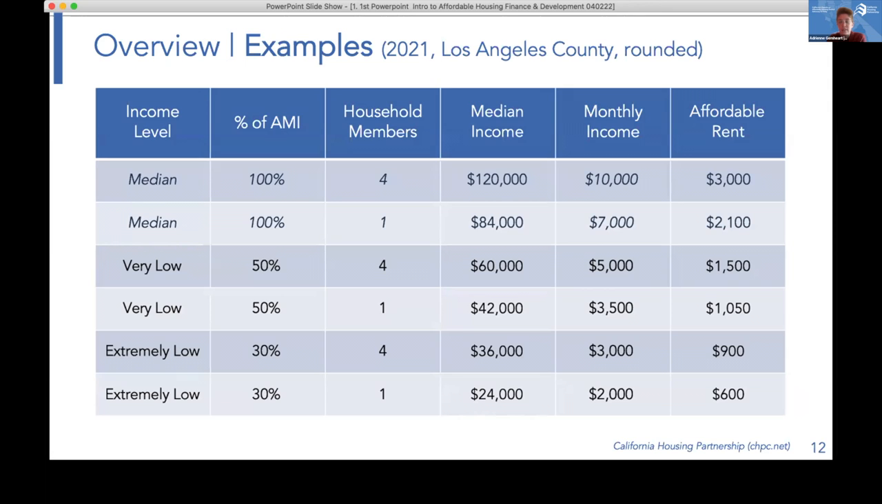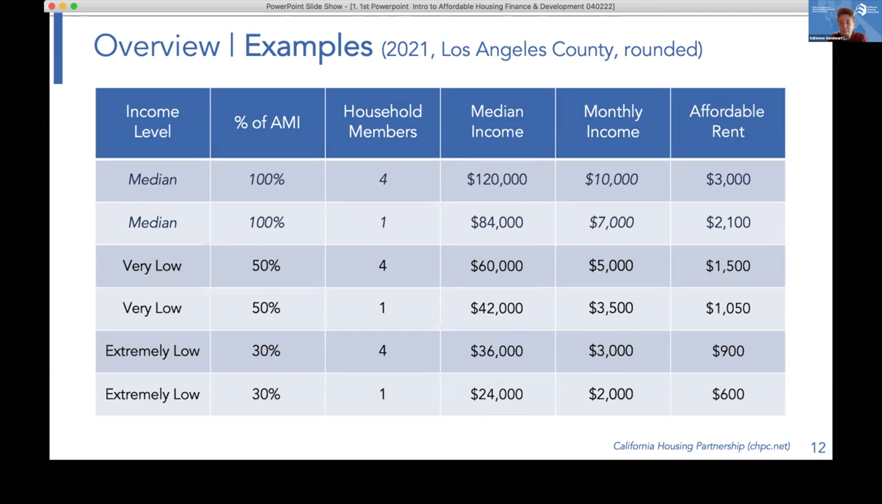So this is Los Angeles County in 2021. You can see the median household income for households of 4 members and 1 member. And here we're showing 100% of AMI, 50% of AMI, and 30% of AMI. So a household of 4 making 30% of AMI, their median income is $36,000 a year with a monthly income of $3,000. And so for that household, affordable would mean $900 a month on rent.